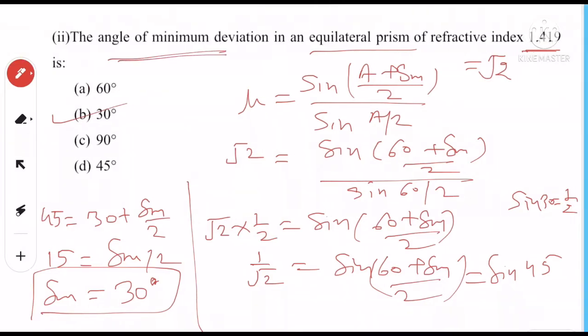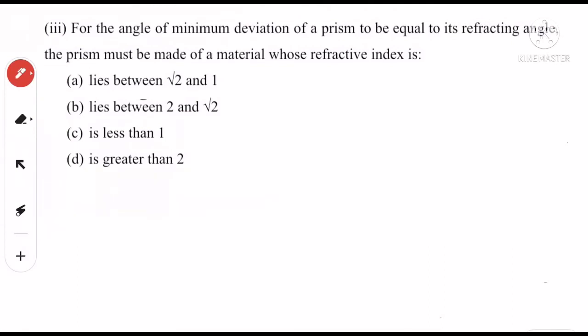Now next question is, for the angle of minimum deviation of a prism to be equal to its refracting angle, the prism must be made of material whose refractive index is, we have to find the refractive index. It is given that the angle of minimum deviation for a prism is equal to its refracting angle, that is delta minimum is equal to the refracting angle of the prism, that is A, which is equal to 60 degrees.